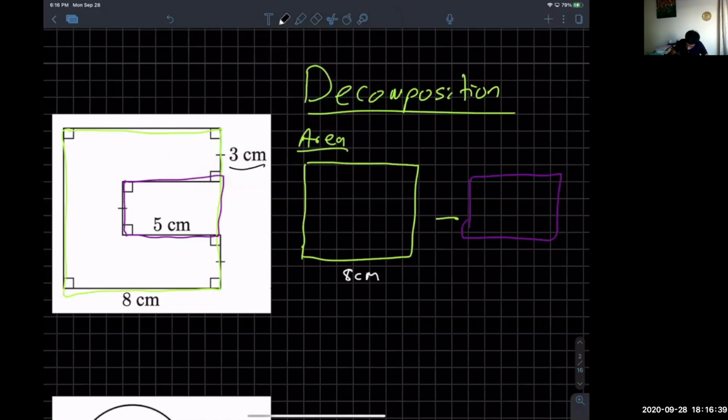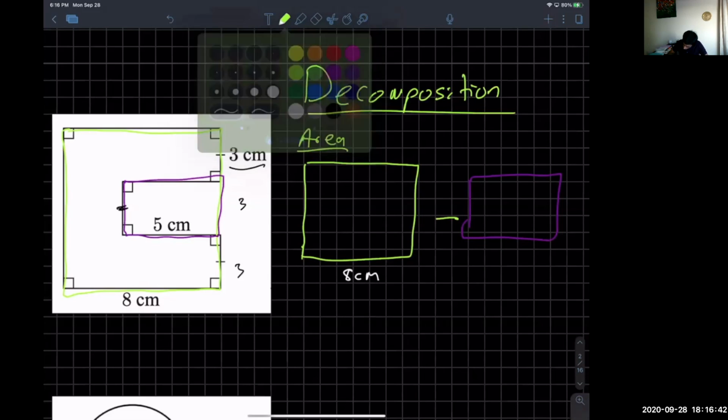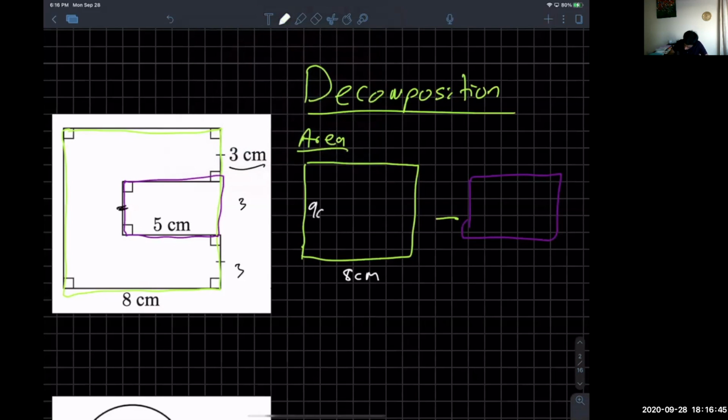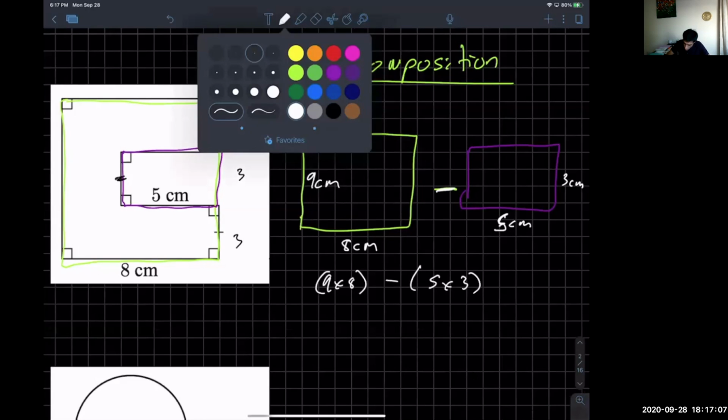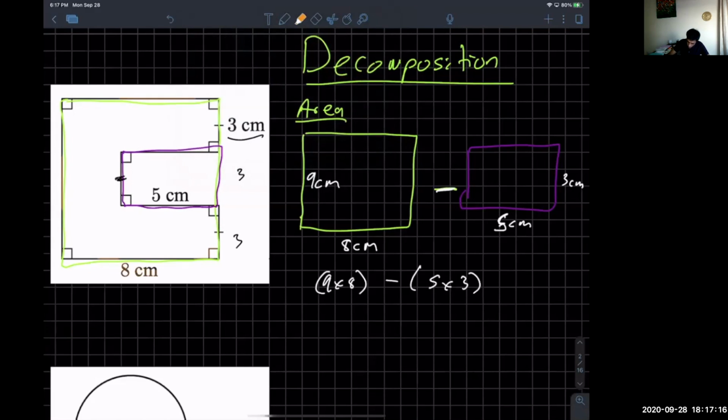If you want to figure out this area, then this is 8 centimeters by what? 3 plus, there's a line here, so 3 and 3, so by 9 centimeters. And here we know this is 5 centimeters and this is 3 centimeters, right? So the area is this area minus this area. So it's 9 times 8 minus 5 times 3. It's not about the answer, it's about the process. The main key process that I want you to take away, and that we'll practice a lot today, is this concept of breaking down this big shape into its smaller components, into its 2 rectangles.